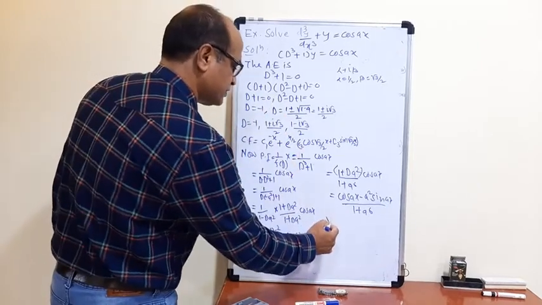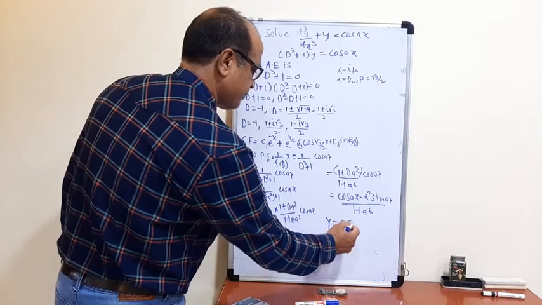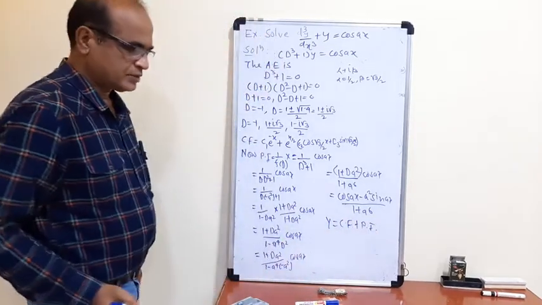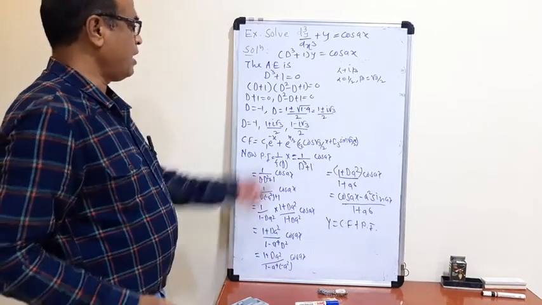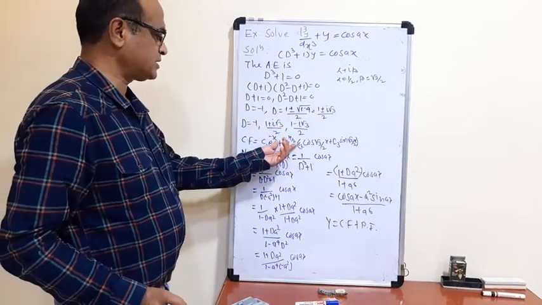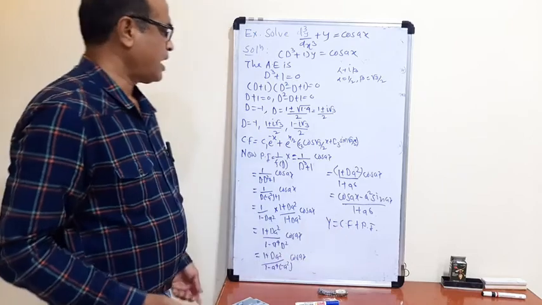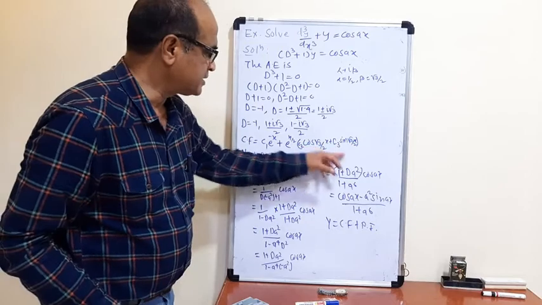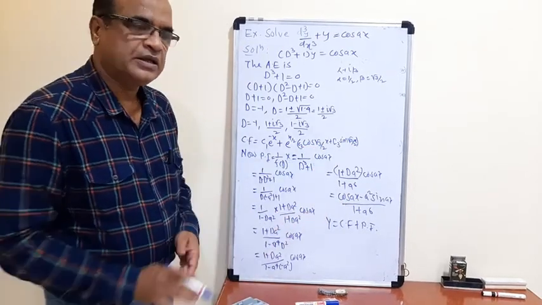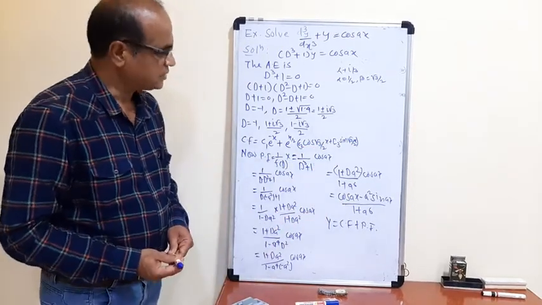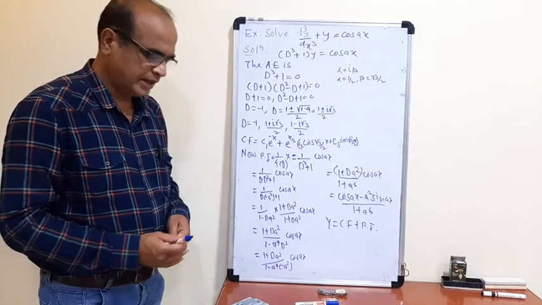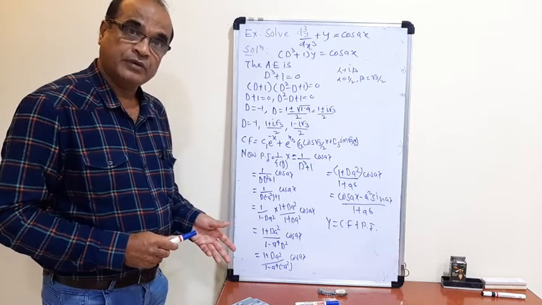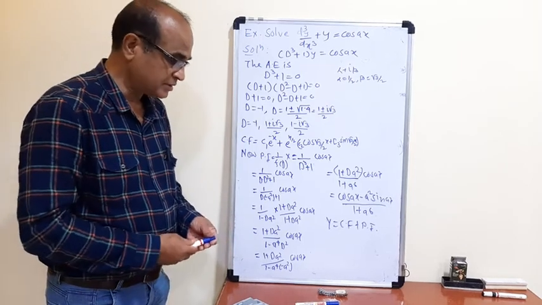Therefore, the complete solution is y is equal to CF plus PI. We add the complementary function and the particular integral PI, and we get the required solution. So we obtain the complementary function and particular integral, and we get the complete solution.